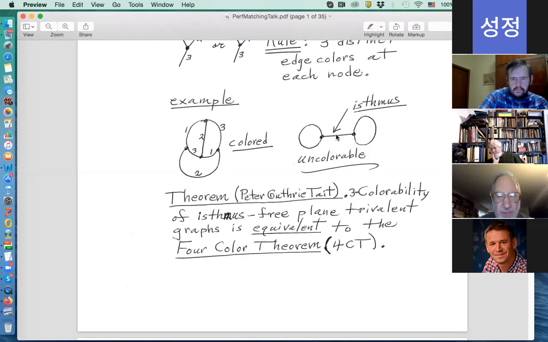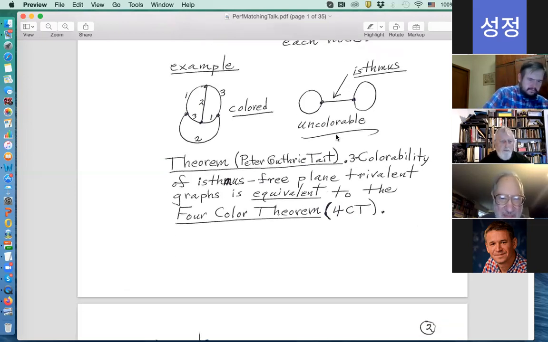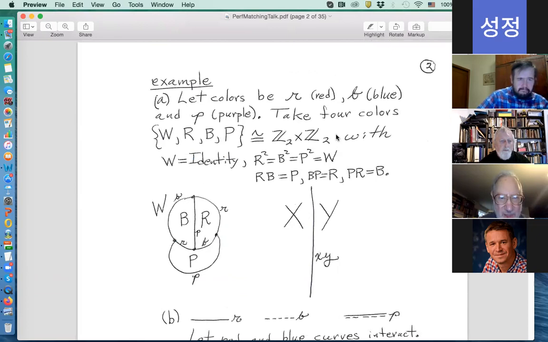So the theorem is the 3-colorability of isthmus-free plane trivalent graphs is equivalent to the 4-color theorem. That's its historical interest, this theorem, due to Peter Guthrie Tait. Same guy who made a lot of knot tables, as you know. Now, why is that? Let's look at that.